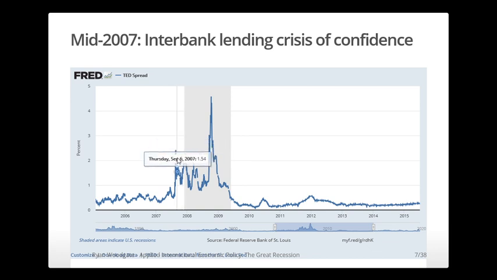So if it rises, then it shows that commercial banks don't really trust each other. They'd rather hold on to their own funds rather than lend them on again. And if they do lend, they would charge a higher interest rate to compensate for that risk. So already in mid-2000, we see this TED spread, this measure of distrust, if you like, between commercial banks, really start to rise, even before the recession is officially declared, where the recession is marked in grey here.